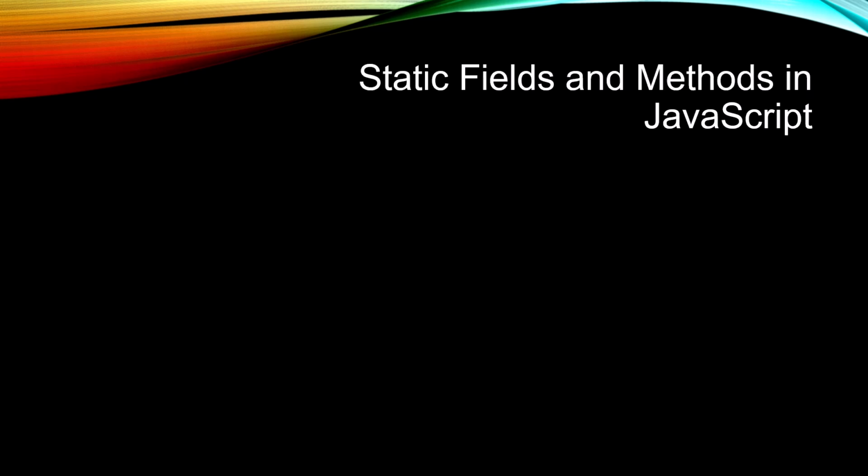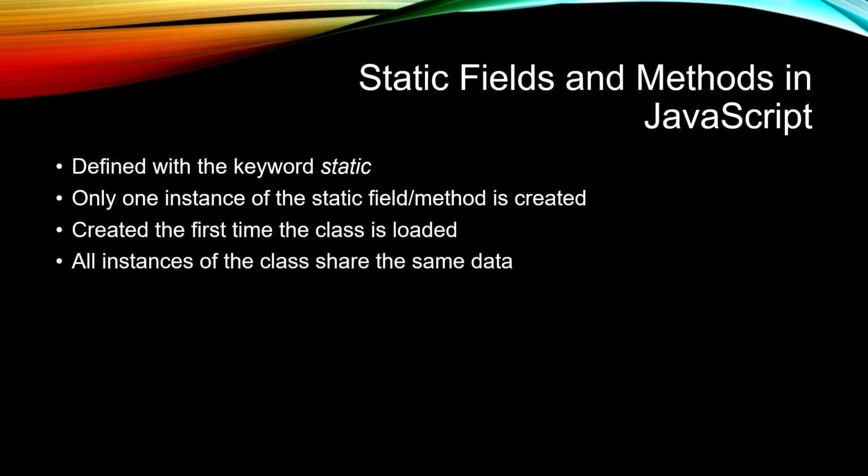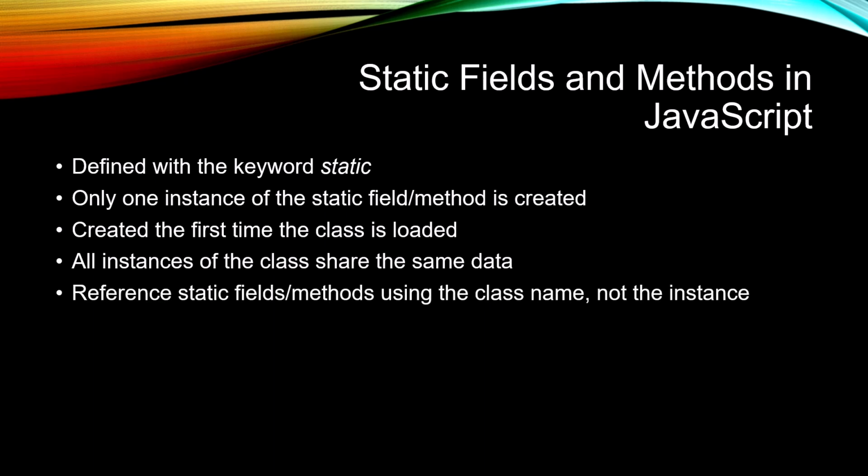Also, like many object-oriented programming languages, you have the concept of static fields and methods in JavaScript. We define these fields and methods with the keyword static. Only one instance of that static field or method is created. It's created the first time the class is loaded into the page, and all instances of the class share that same data. We can reference these static fields or properties and methods using the class name, not the instance. You're always going to use the class name itself. We're going to see examples of all of these things coming up in this course.